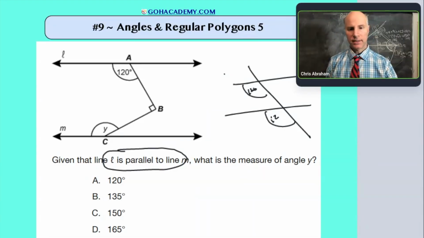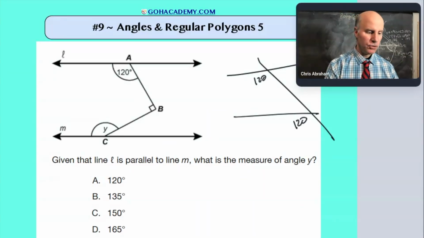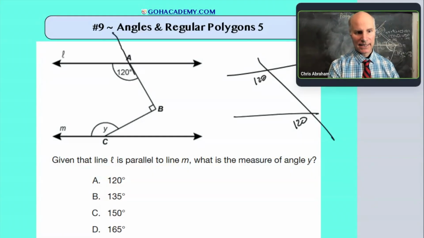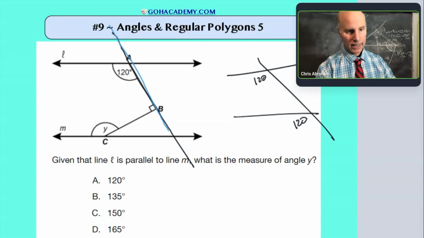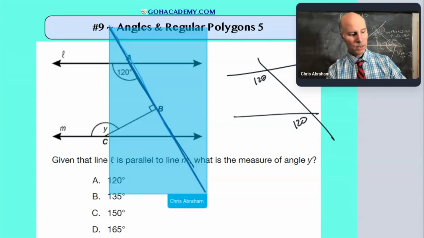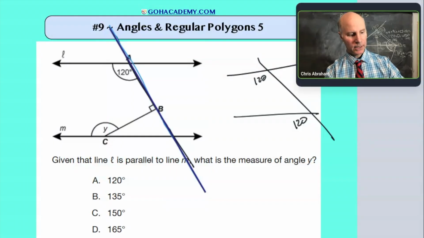Now look at this question. I know it's not immediately clear, but do you see how we have a line here? We have two parallel lines. And if we extend out this line, it's not there. We have to actually mentally draw it in. But if we mentally draw it in, right? Okay, and we draw that line in, we actually have corresponding angles. Or at least we can use that rule.